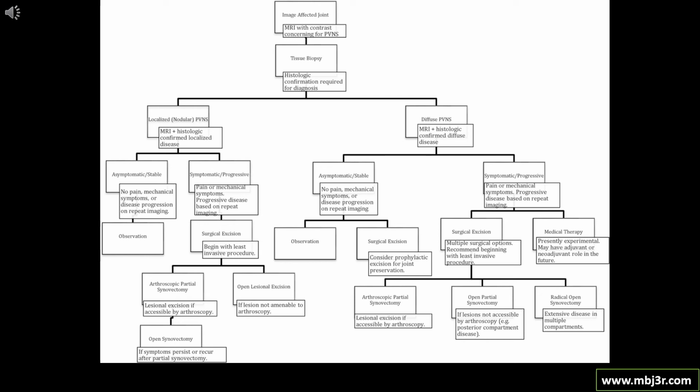If it is the diffuse form and asymptomatic and stable, with no pain, no mechanical symptoms and no disease progression on repeat imaging, you can observe it. If it is symptomatic or progressive, then you have to do a surgical excision. If it is symptomatic from the beginning, where the patient has pain and mechanical symptoms and the disease is progressive, then you have to do a surgical excision and you can give medical therapy. Multiple surgical options are recommended, beginning with the least invasive procedure.